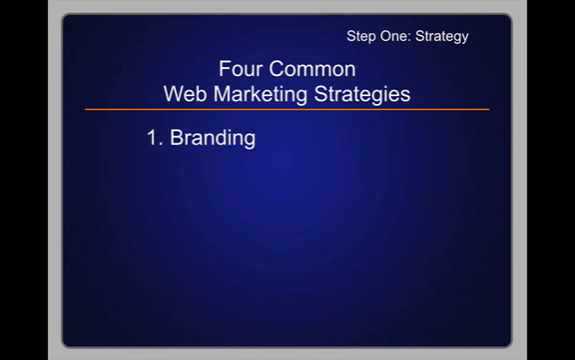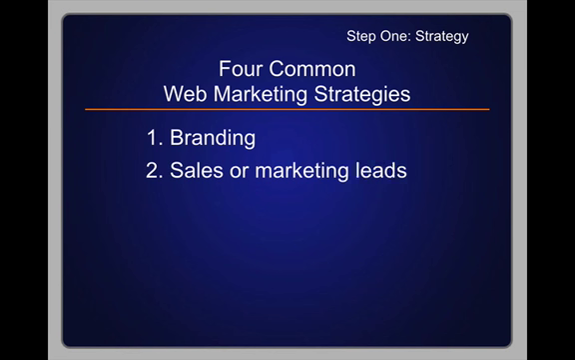So there are 4 common web marketing strategies. The first I want to talk about is branding. A website leaves an impression in your users. When you first come and look at a website, you have an impression of what the company is about and whether or not it can be trusted and all those things. Having an excellent website is a branding strategy, and when you don't have an excellent website, then your branding is having a negative effect on your business.